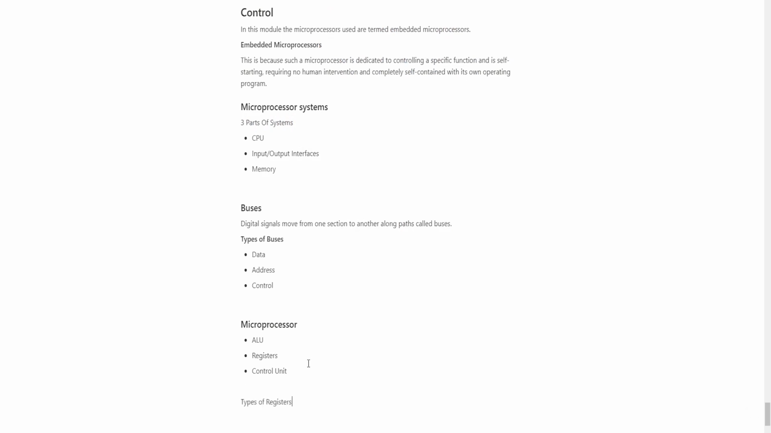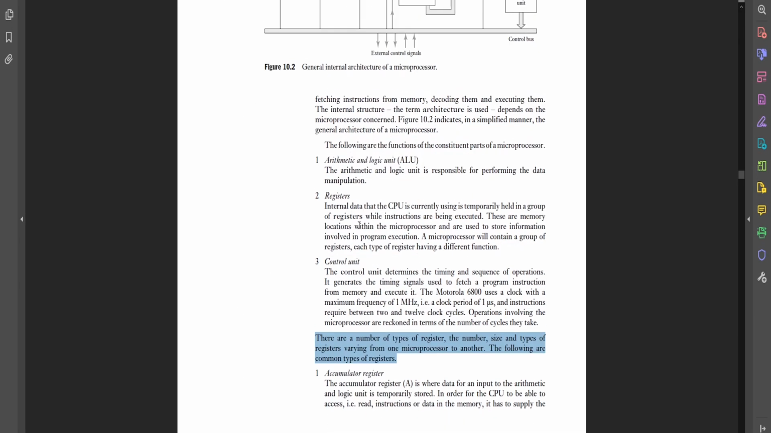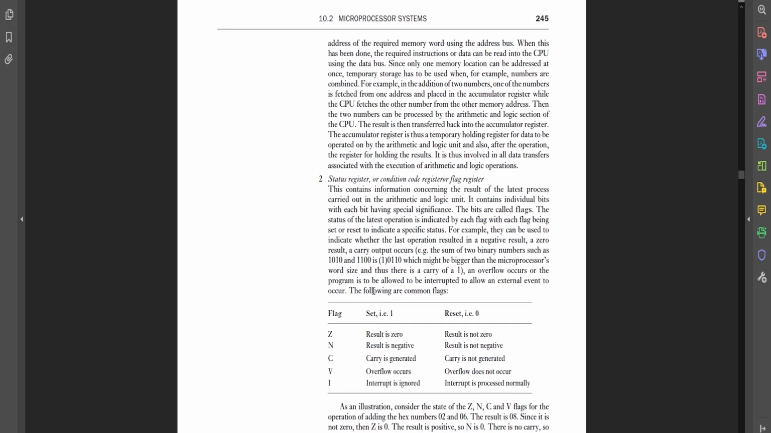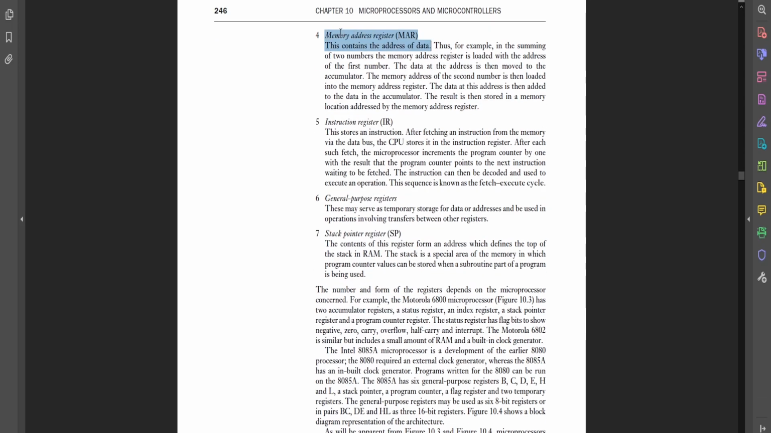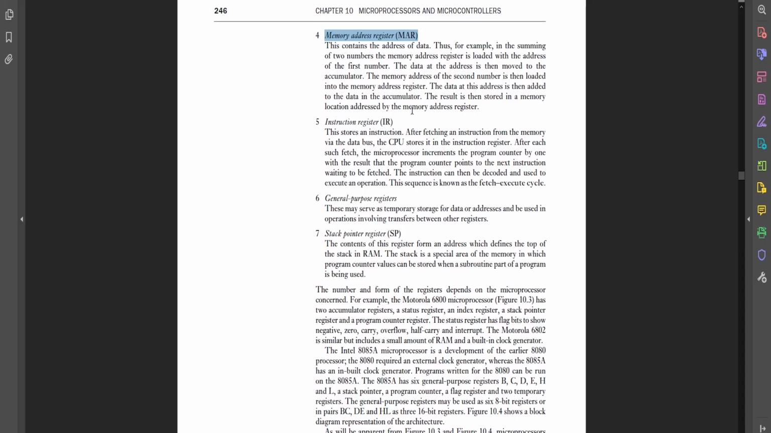Types of registers. I can't really see us going through this. Accumulator register, status register, or condition code register, flag register. And program counter register, or instruction pointer. Memory address register. So we covered all of this in what was the module? Computer systems architecture.